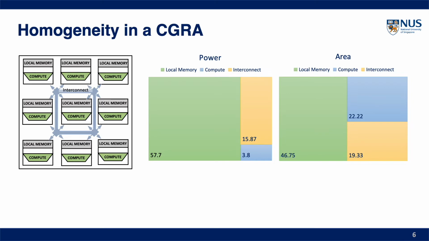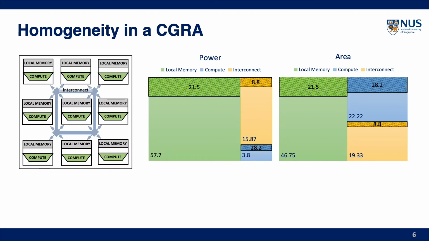are actually being utilized. The diagram on the right shows area and power distribution of the main elements, local memory, compute, and interconnect, and the highlighted portions represent the resources used for actual work. It is evident that resources are highly underutilized. One major cause for this underutilization is the homogeneous nature in CGRA, where the compiler fails to optimally utilize the resources.